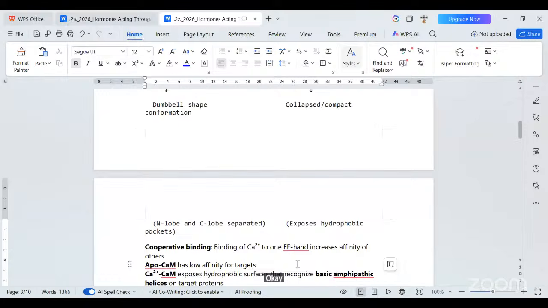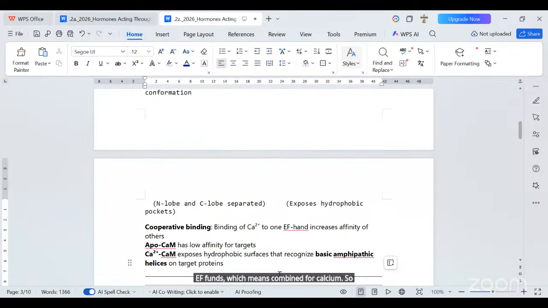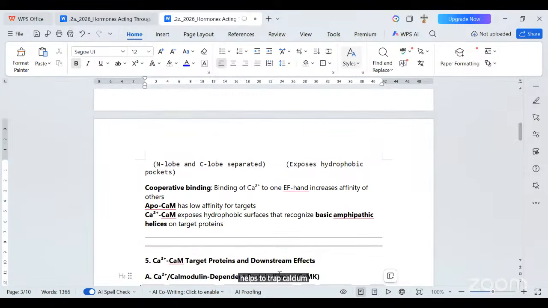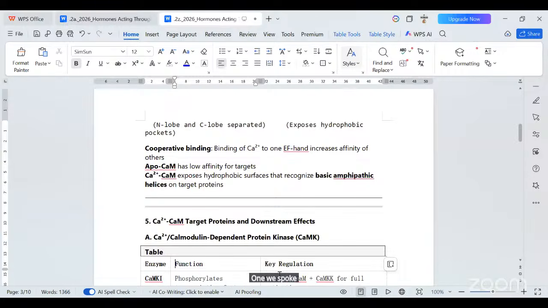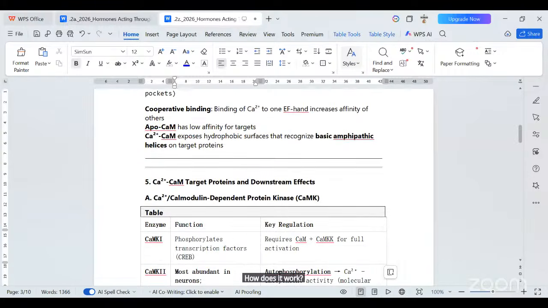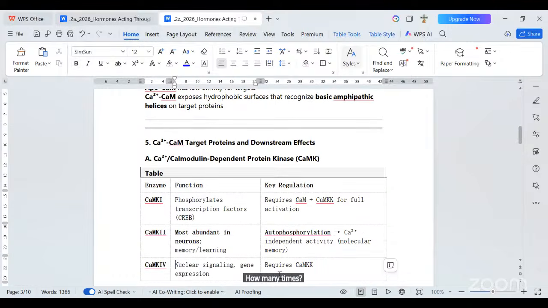Okay, so we said it has 4 EF hands, which means it can bind 4 calcium. So the calcium calmodulin helps to trap calcium and mop it out of the bloodstream. Now, the calcium calmodulin target proteins, that's the one we spoke about. How does it work? We have how many types? 3 types.